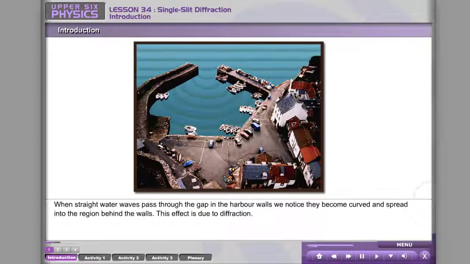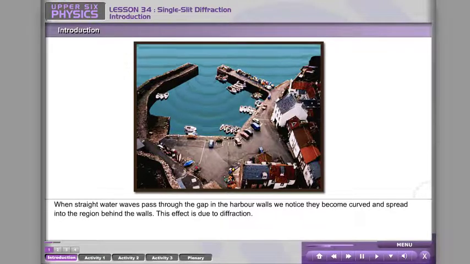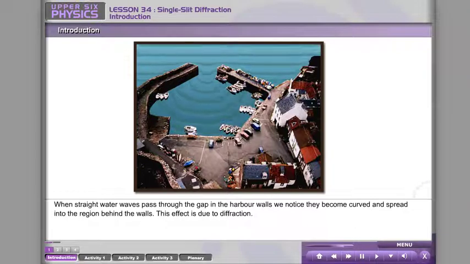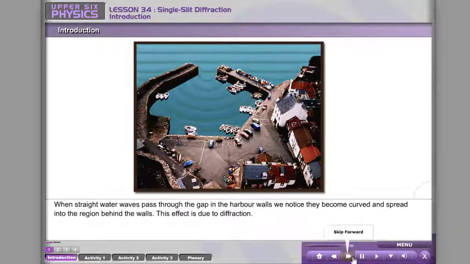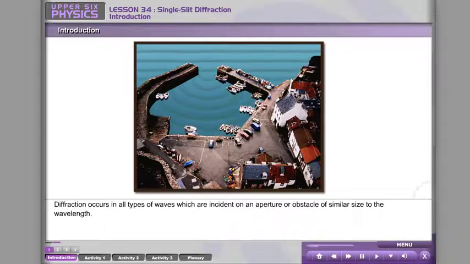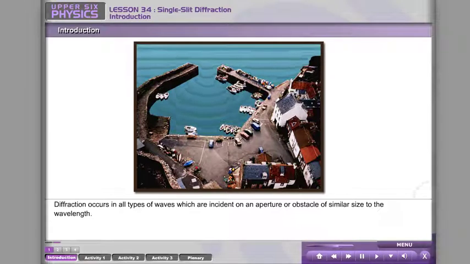When straight water waves pass through the gap in the harbour walls, we notice they become curved and spread into the region behind the walls. This effect is due to diffraction. Diffraction occurs in all types of waves which are incident on an aperture or obstacle of similar size to the wavelength.